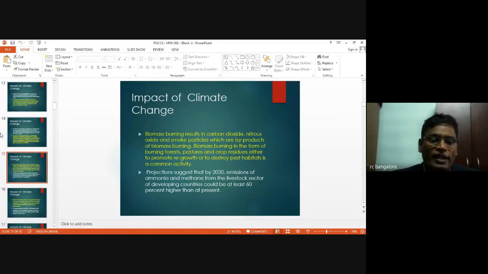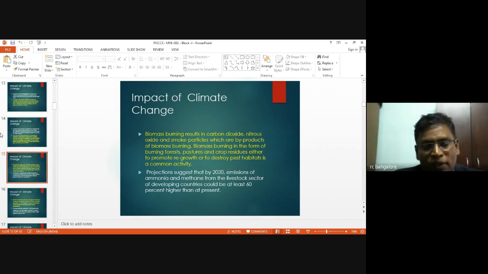the other important activity which impacts the environment is called biomass burning, which results in carbon dioxide. What does biomass mean? It is all organic matter arising from agricultural residues or agricultural activity. Once you burn it, you end up with carbon dioxide, nitrous oxide, and smoke particles, which are the byproducts of biomass burning.